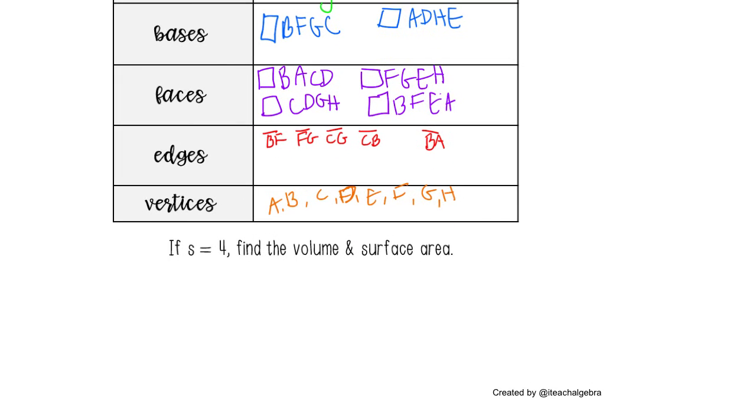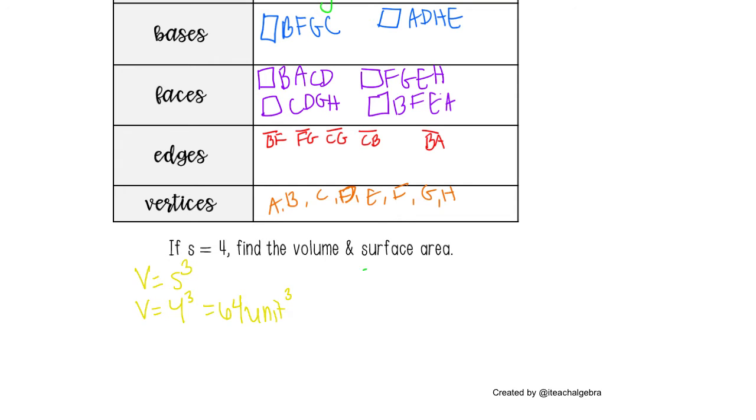A little example, if S equals 4, find the volume and surface area. So we have S equals 4. The volume, we said, is S cubed. So the volume is 4 cubed. That's 4 times 4 times 4. That's 64. And it's going to be in our units cubed.